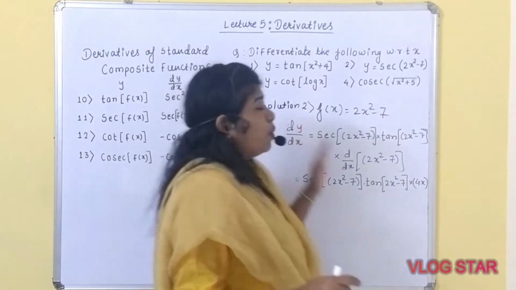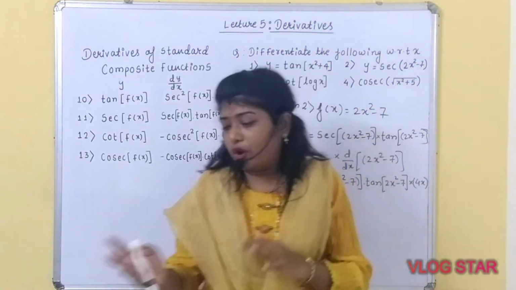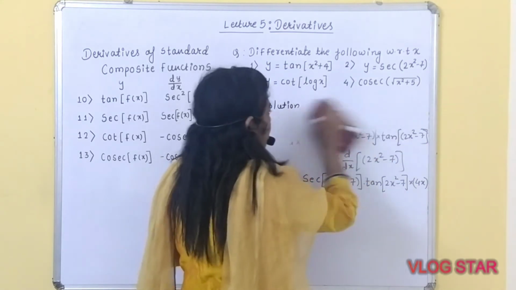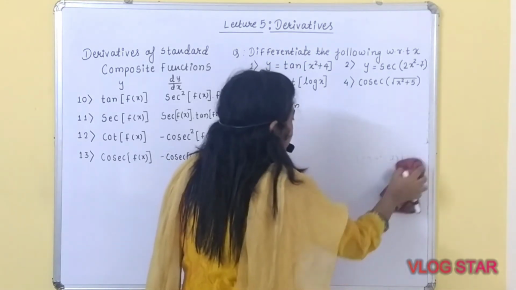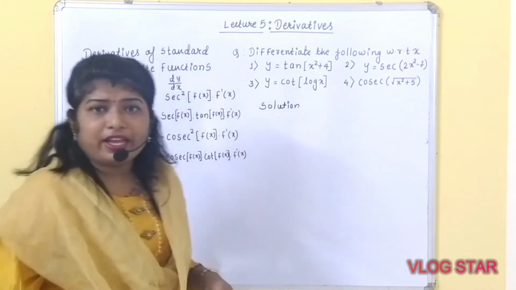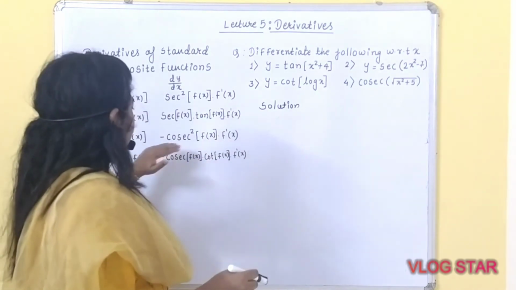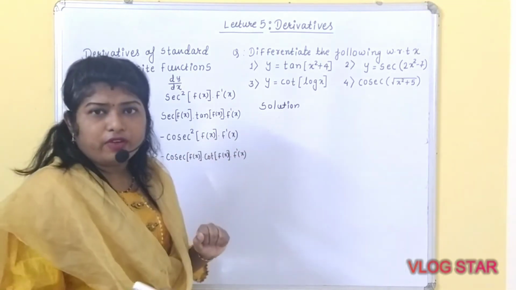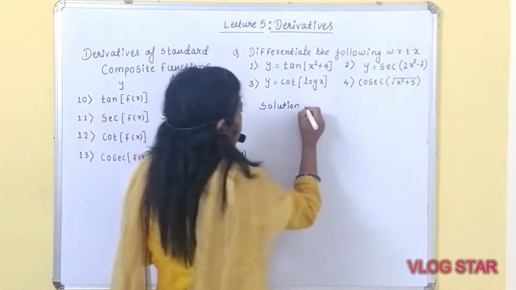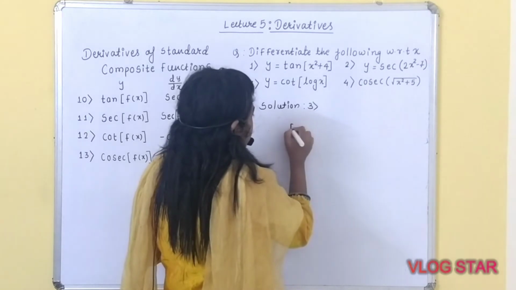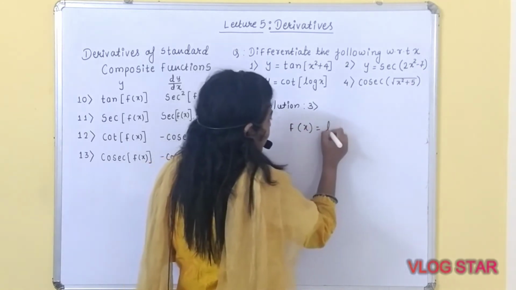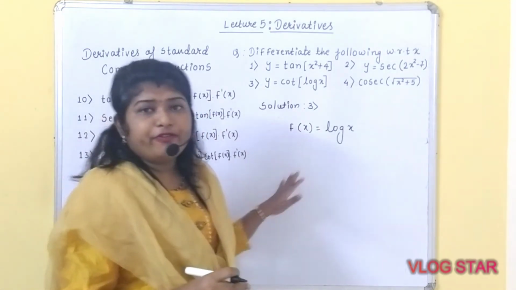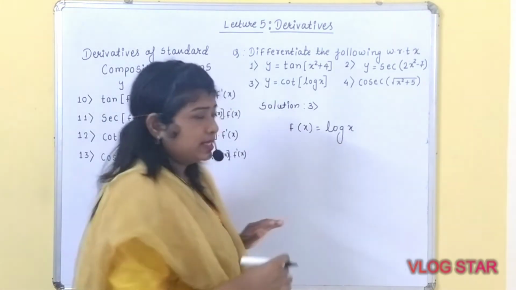What is given? Y is equal to cot of log x. So we have the standard formula for cot of f of x. How we are going to take the derivatives of cot f of x? It is given by minus cosec square f of x into derivatives of f of x. As I told you, first you need to find out f of x value from the given question. So in this particular example, f of x is equal to log x.